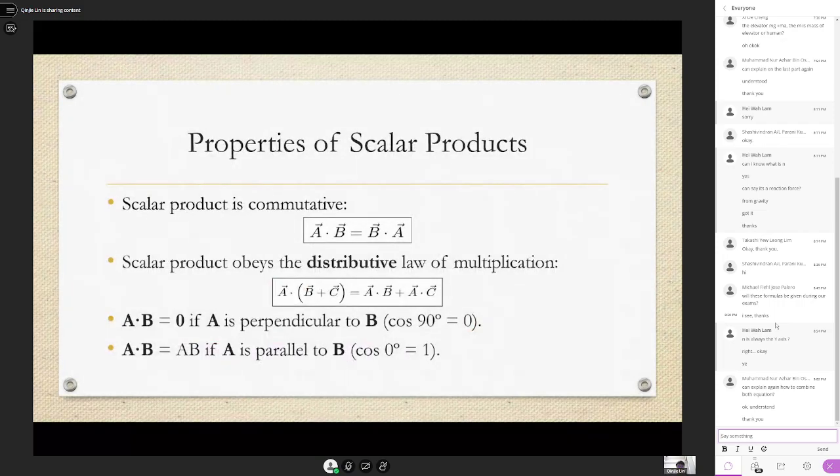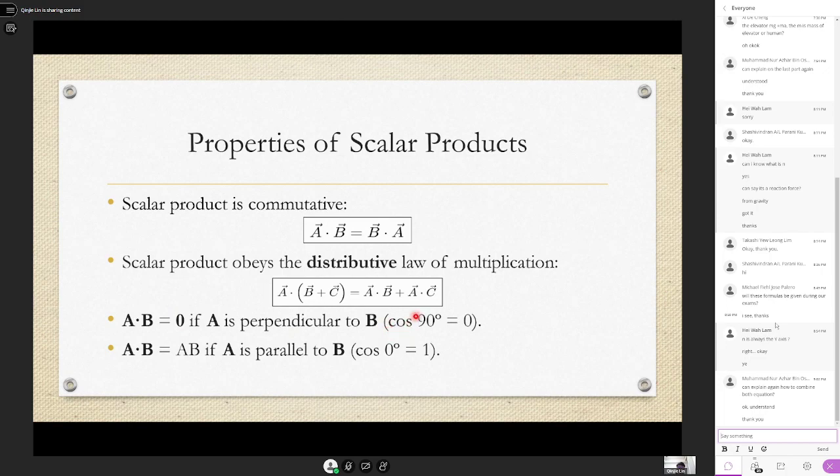Some properties of dot product. The scalar product, dot product, is commutative like normal multiplication. It also obeys the distributive law of multiplication. So if you have a bracket like this, it will work like this, same as normal multiplication. But the special properties of scalar product are the third and the fourth point. A dot B will be equal to 0 if A is perpendicular to B. So if it's perpendicular, it will be 0.